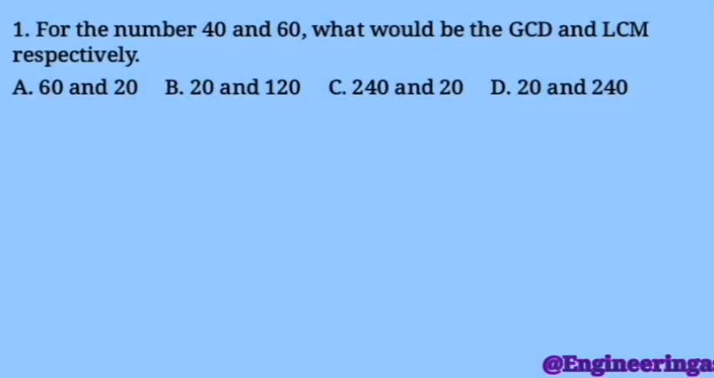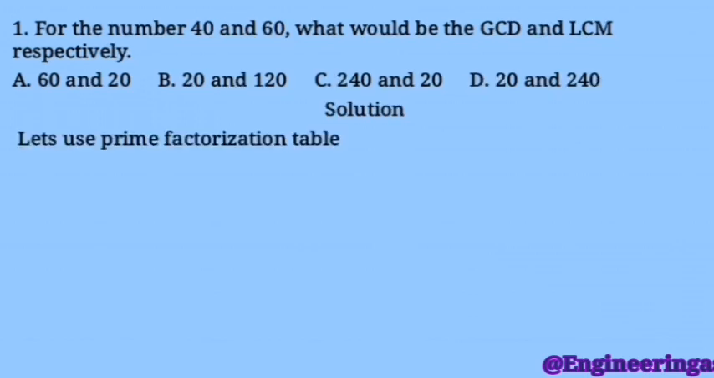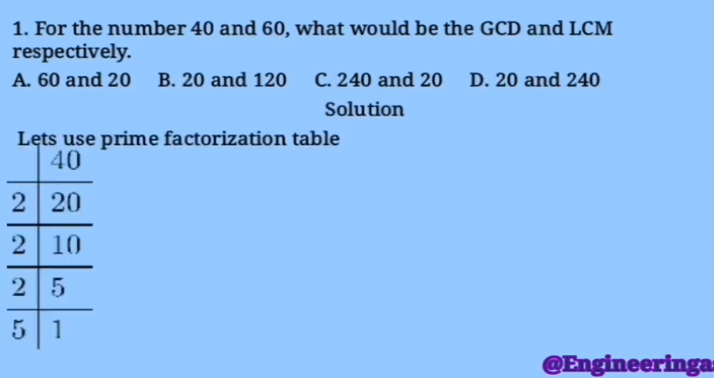For the numbers 40 and 60, what would be the GCD and the LCM respectively? GCD means greatest common divisor, and LCM means least common multiple, respectively, for the numbers 40 and 60. Let us use a prime factorization table. When 40 is prime factorized, let us divide it by 2, it will be 20. When 20 is divided by 2, it will be 10. 10 by 2, it will be 5. 5 by 2, it will be 1.